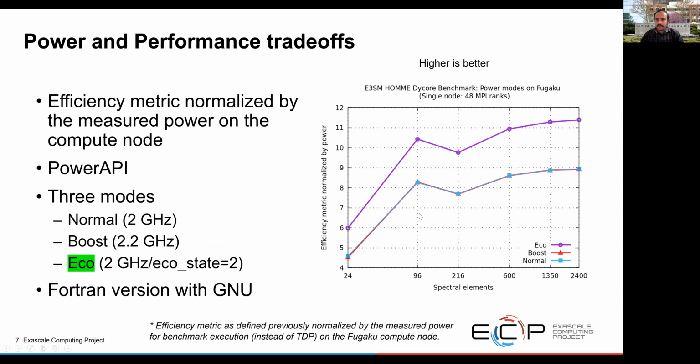We see that the normal and boost modes kind of overlap on top of each other. So basically, with higher power you get slightly higher performance, but performance per watt is identical. But with the eco mode, you actually derive a bit more. You actually have a benefit from using the eco mode for our workload. So this was kind of interesting. This is one of the few platforms where power information is available, and you can correlate it with your workload too.